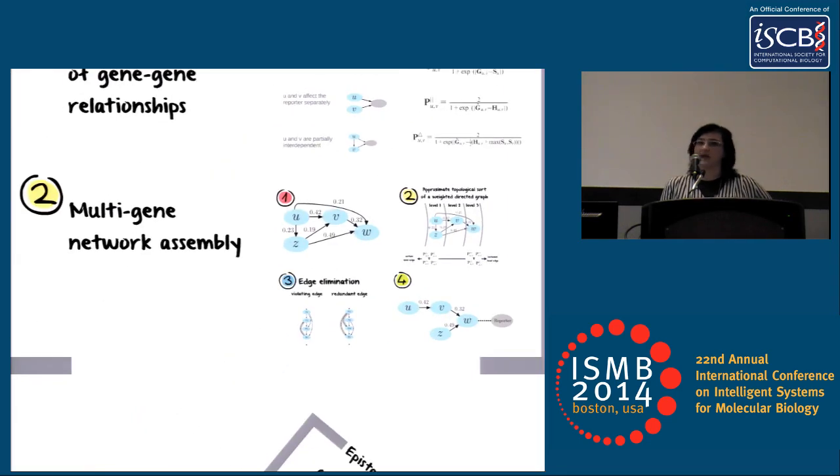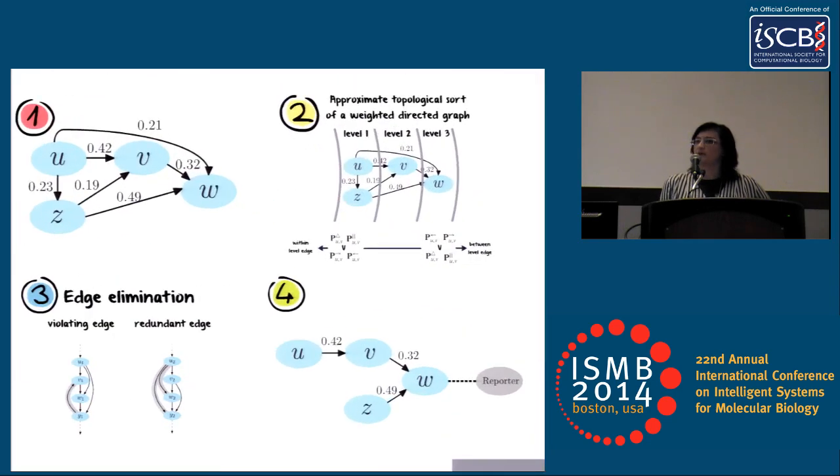So the second step is assembly of these multi-gene networks based on the pairwise relationship scores that we got. And the idea is that we would like to have the gene network that is consistent with our observations from pairwise scoring. The network is a weighted directed network where the weights and the direction of the edges in that network are determined by our probabilistic scores that we got in the previous step. And the nodes in this network are obviously the genes that we have in our model.